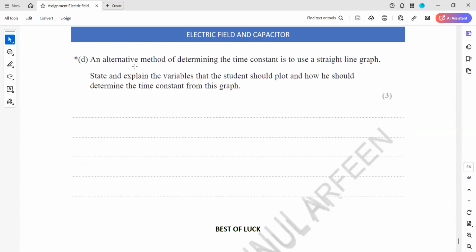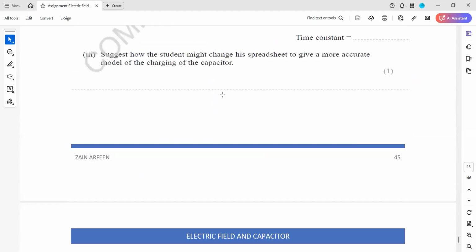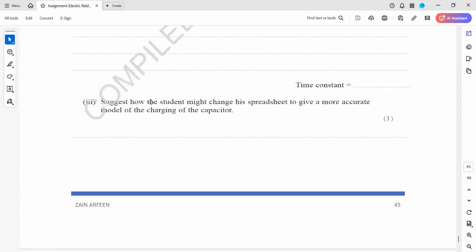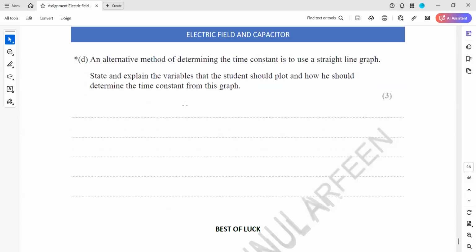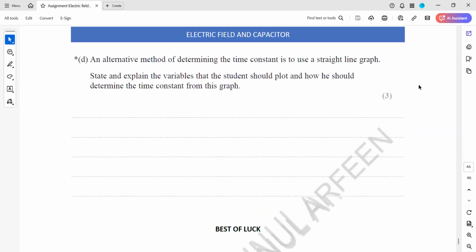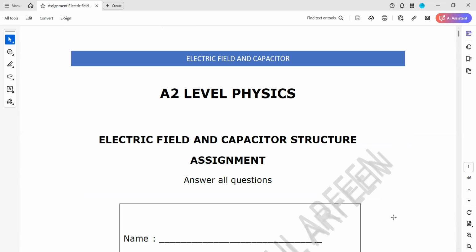Next: an alternative method of finding a time constant is to use a straight line graph. State and explain the variables that the student should plot and how he should determine the time constant. Also suggest how the student might change his spreadsheet to give a more accurate model. He should repeat the experiment for more time intervals. And the alternative method is to make a straight line graph, which we just discussed: you should plot a graph between ln I and t. Is it clear?